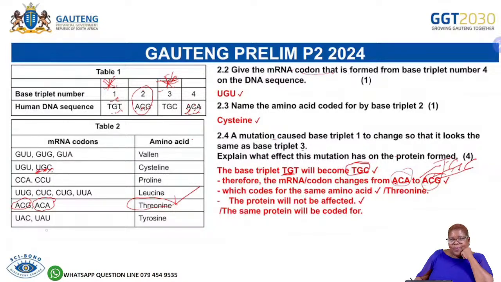It should, right? Okay, so we're saying base triplet TGD will become TGC, then mRNA codon changes from ACA to ACG. I've shown you how to go about that one, which codes for the same amino acid 309. This is the one. Then we are going to have what? The same protein will be coded for.